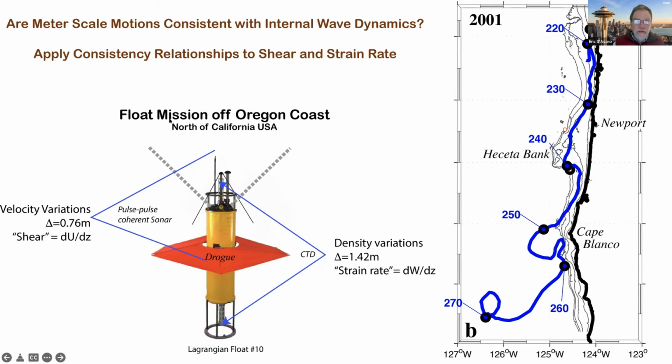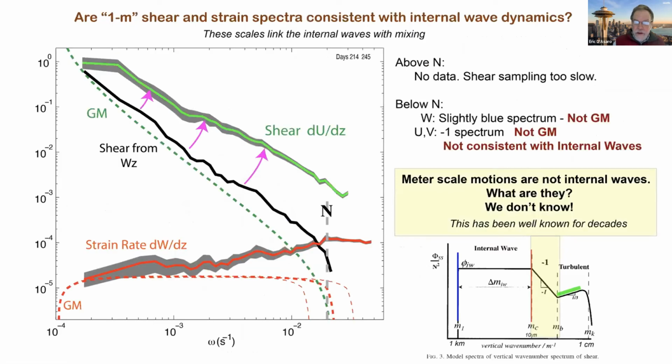And let's apply the consistency relationships to du/dz and dv/dz and dW/dz. The same relationships should apply as I was showing you for horizontal velocity and vertical velocity. Here's what you see. The dashed lines again are Garrett-Munk spectrum. This dW/dz is a little higher than Garrett-Munk. The shear is a lot higher than Garrett-Munk, and there's no energy above N, and no data above N really, because we couldn't sample that fast.